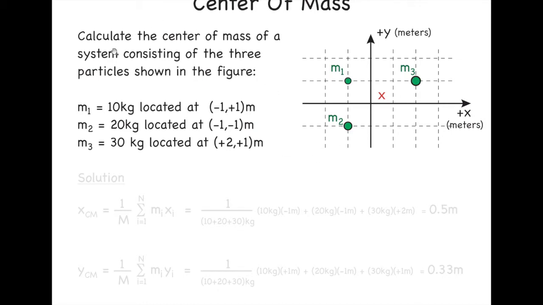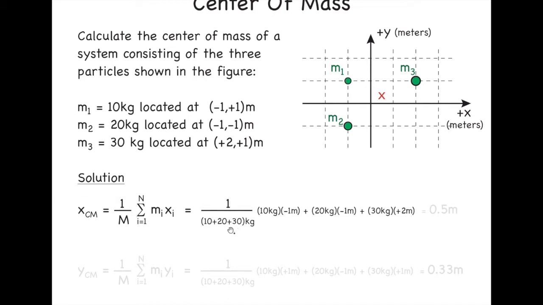Our goal is to calculate the center of mass of this entire system, right? So we've seen that the formula for calculating the center of mass is to take the mass weighted average. In other words, take the mass times the position of the particle, sum those all up, and then divide by the total mass of the system. In this case, we're going to do it for the x and the y components independently to figure out where the x and y coordinates of the center of mass are. So let's start with the x.